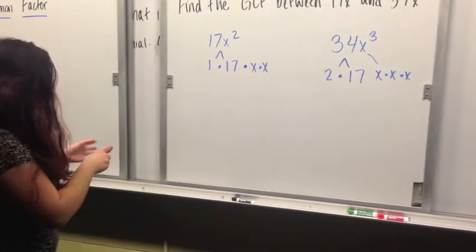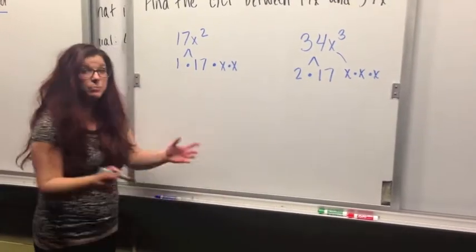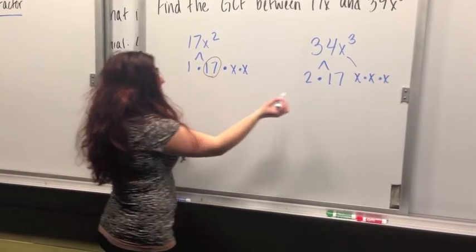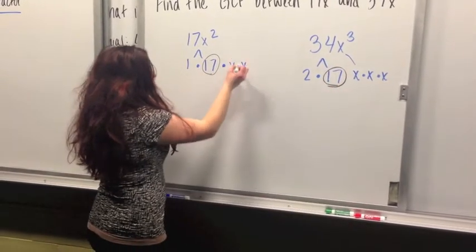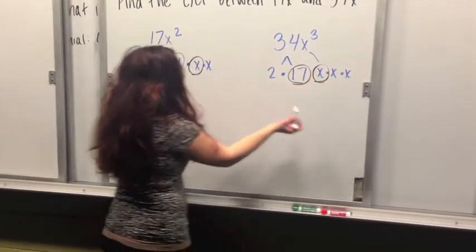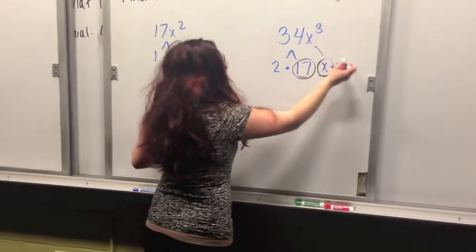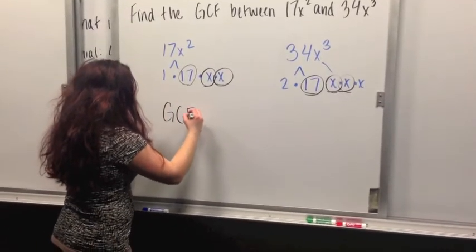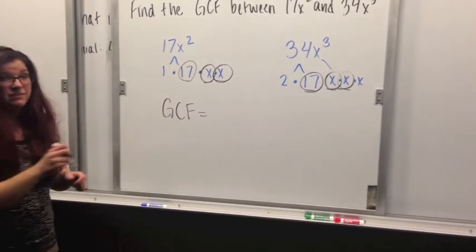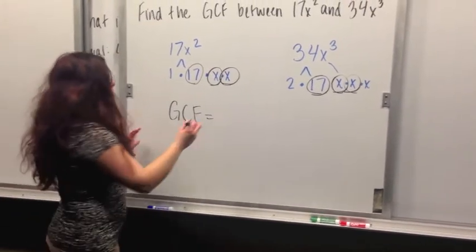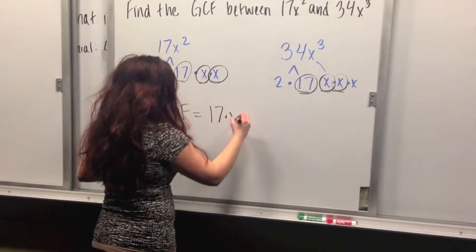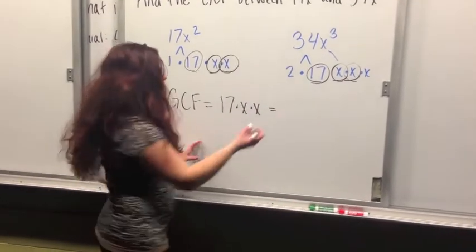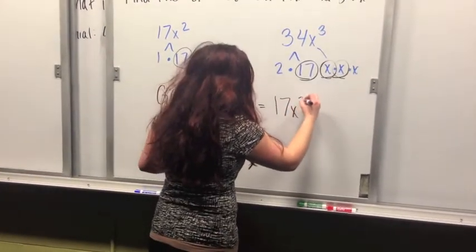Just like in the last example, we're going to go through and circle the terms that they both have in common. Going across, I see a 17 on both sides. An x over here goes with one x over here, and then an x over here goes with a second x. So now I can write that my GCF, my greatest common factor, between these two terms, 17x squared and 34x cubed, is going to be 17 times x times x, or we know from our exponent properties that that's 17x squared.